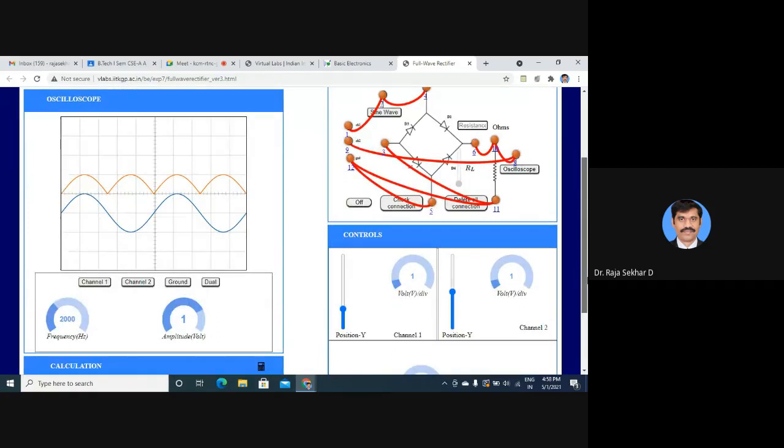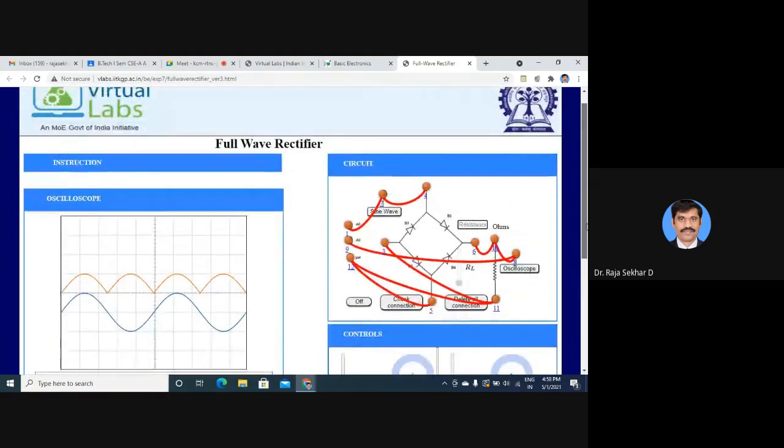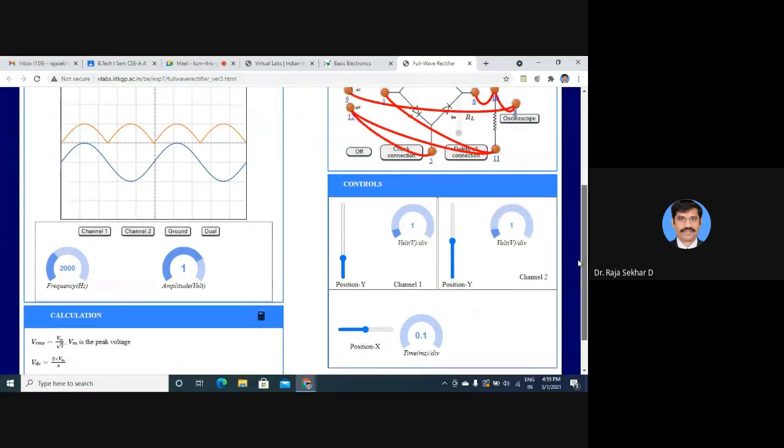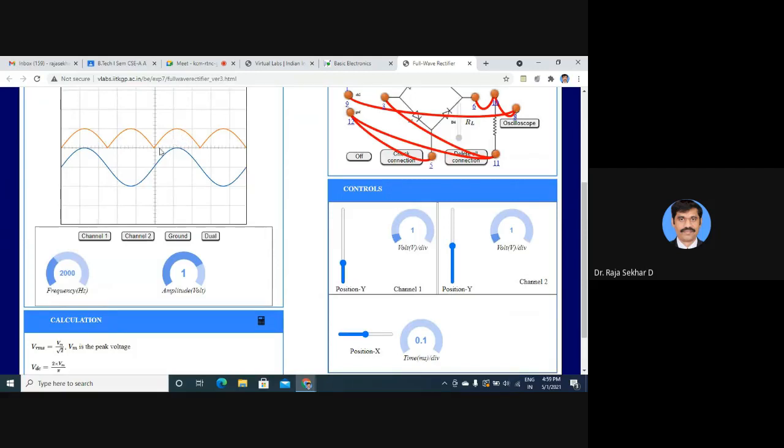Have you completed this? Yes, sir. Have you completed the connections and got the output waveforms? Yes, sir. Any doubt in this? Same here also we have to calculate VDC, VRMS, as well as the ripple factor. By observing this, you can find the Vm value. This is 1 unit. So 1 unit is equal to how much? He has given here 1 volt per division, so 1 unit is equal to 1 volt.